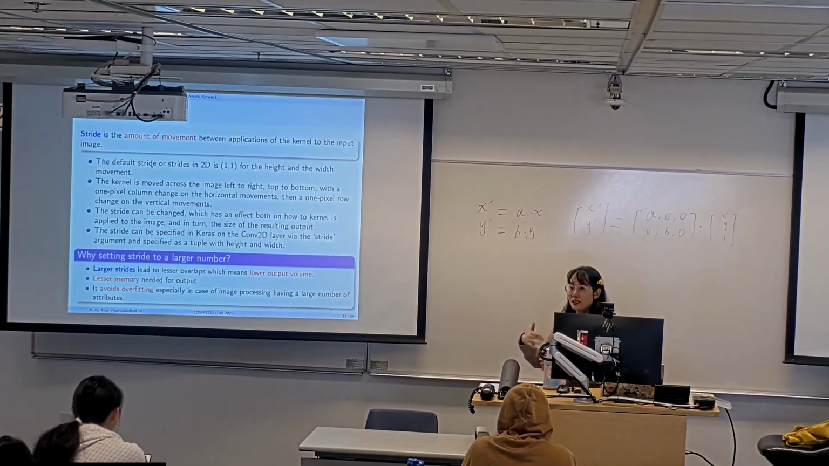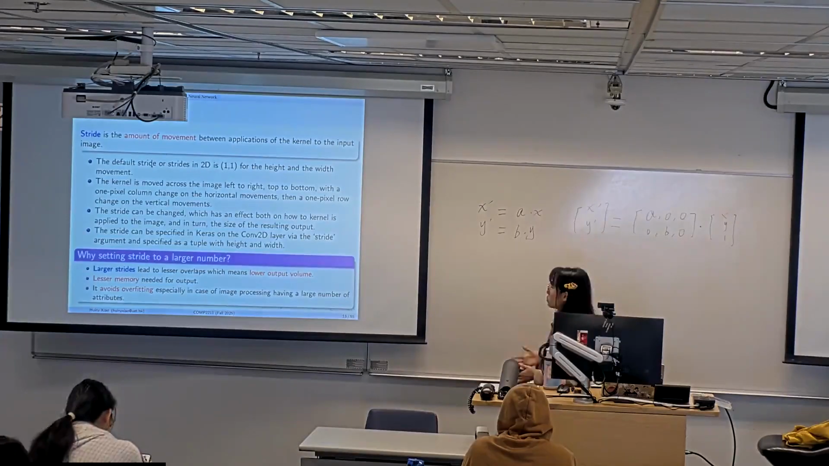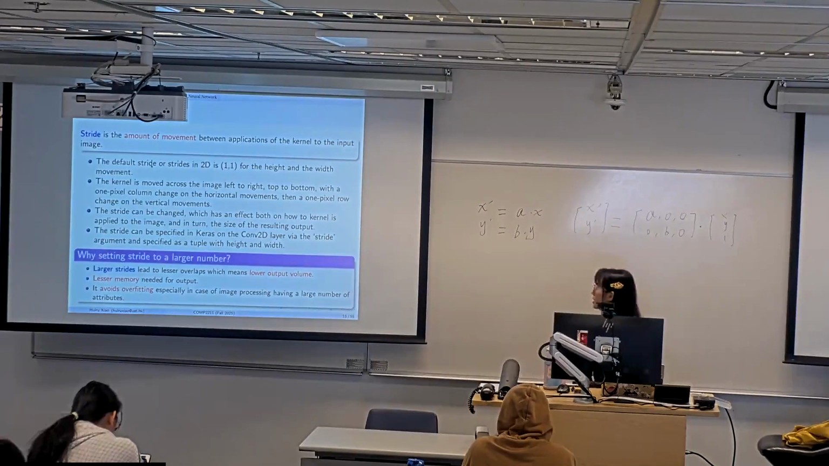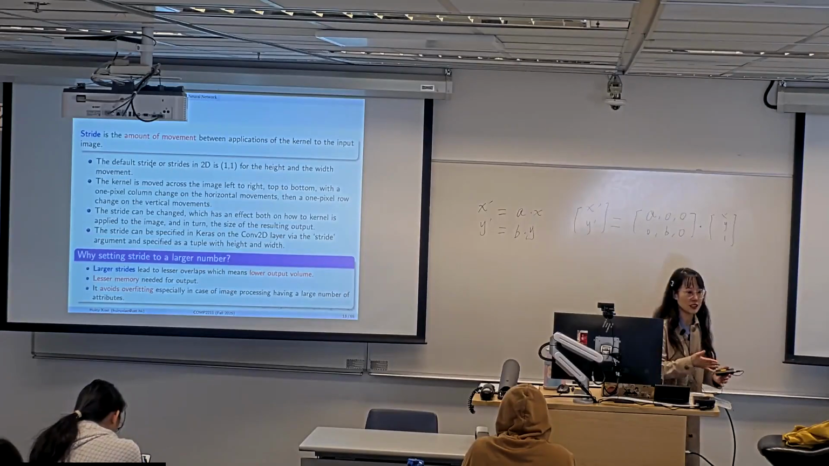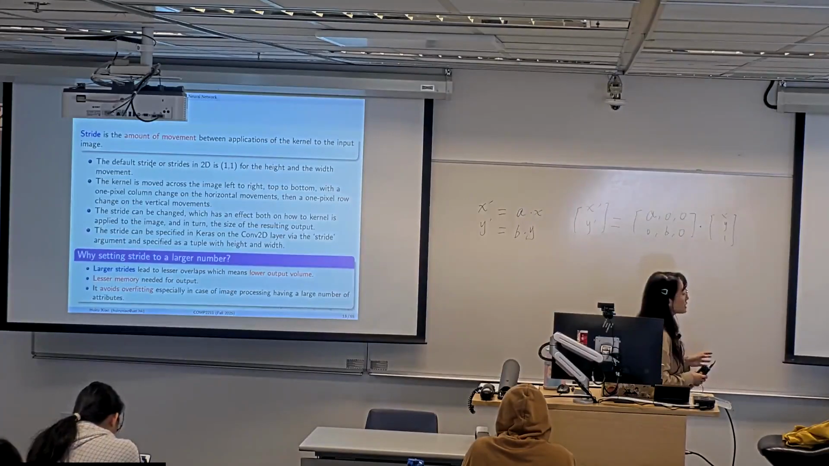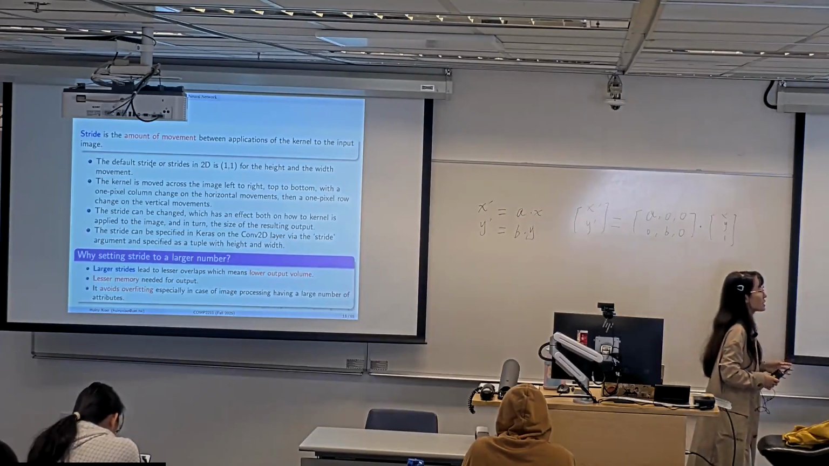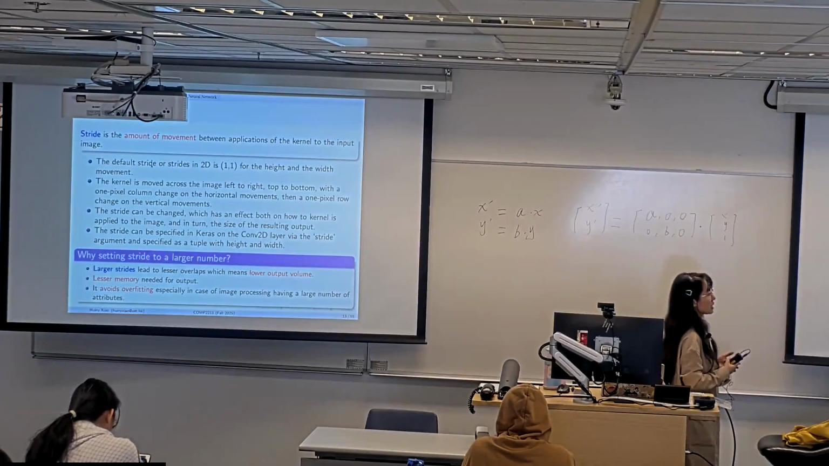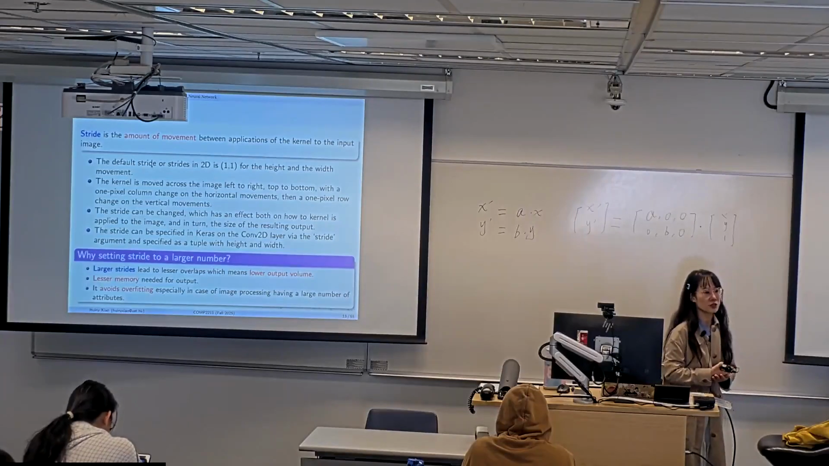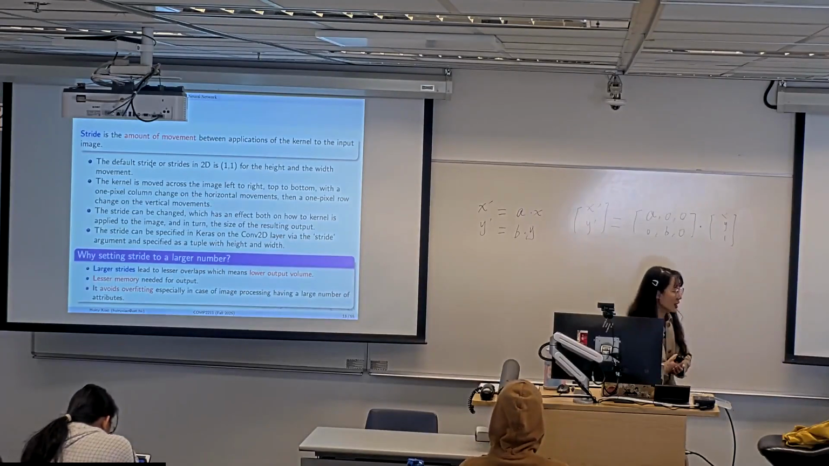So actually you can set different stride values in the 2 dimensions. Then you may ask, why should we set the stride to some larger number? Why not just let it be the default 1 by 1? The reason is that larger strides lead to less overlap, which means a lower output volume, because you can reduce your output size.